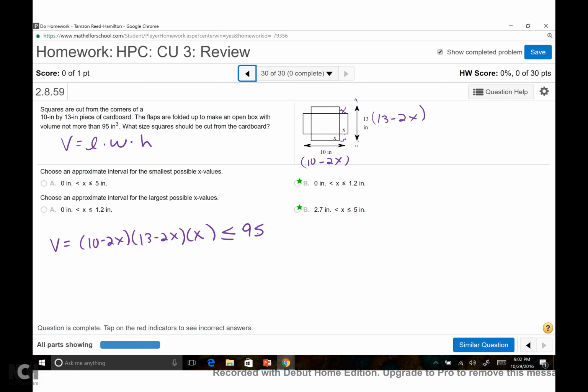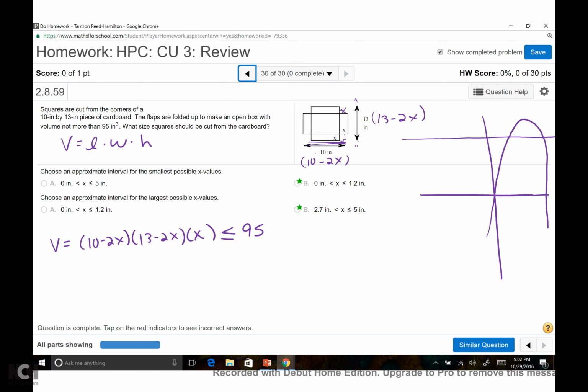And on the x's I really don't need to see -10 to 10. The x can't be bigger than 10 because you'd only have 10, you couldn't cut anything off of it. So for my x's, I'm going to go from -2 to 5. And when I graph this, I get this, there's my 95 line, and I get this parabola that does this.